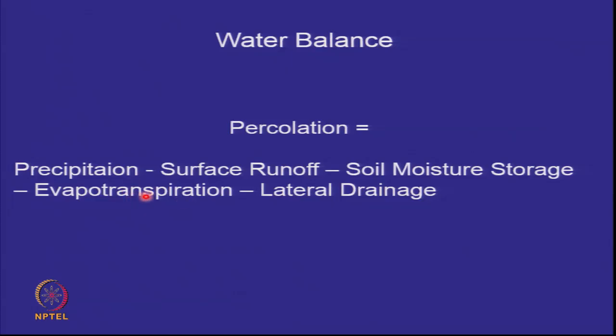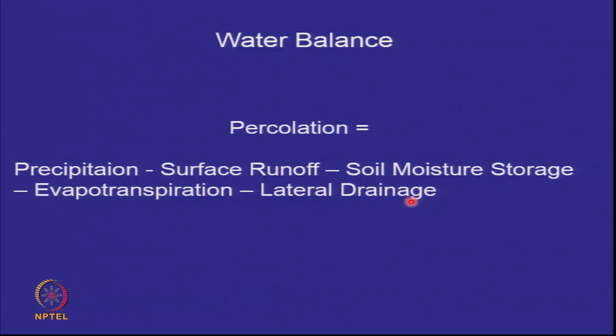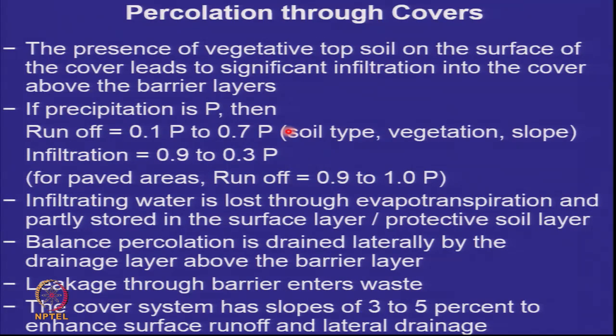And evapotranspiration is also something which makes the water go back, because now you're having vegetative growth at the top. And then finally, lateral drainage. So after all this is removed, do you get percolation below the barrier layer? So if precipitation is P, then typically the runoff depends on the type of soil, the vegetation, the slope. But runoff will be high when soil is fine-grained, vegetation is well-established, and slope is high.